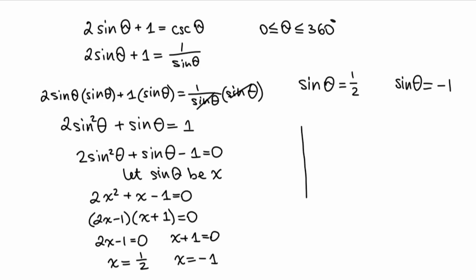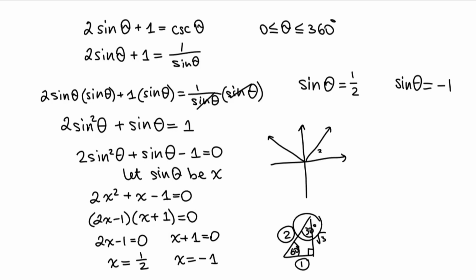Let's go check out our CAST rule right away. So this is a positive ratio of 1/2. Sine is positive in quadrant 1 and quadrant 2. And we have 1/2, which means we are dealing with a special triangle of 30, 60, 90. So 60, 30, 1, square root of 3 and 2. Sine is opposite over hypotenuse, and it corresponds to the 30-degree angle right here. And it's in the first quadrant, it's positive, so theta equal to 30 is one of our solutions, so theta 1 is equal to 30.